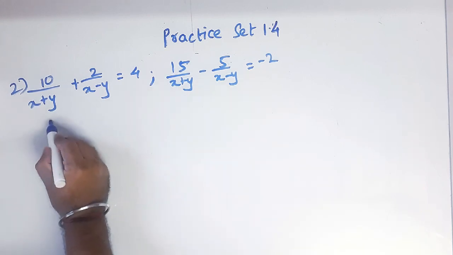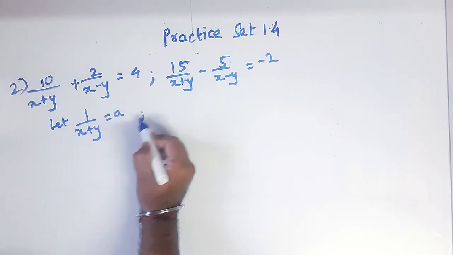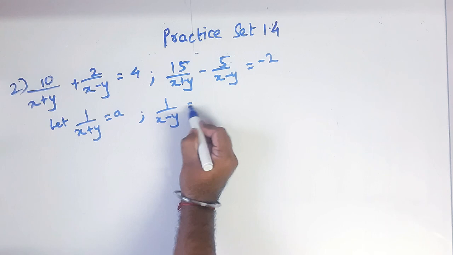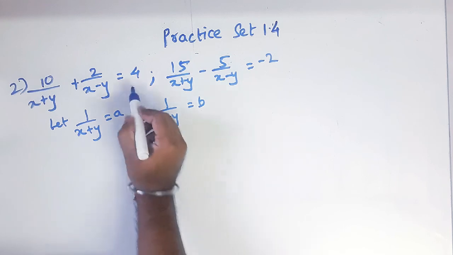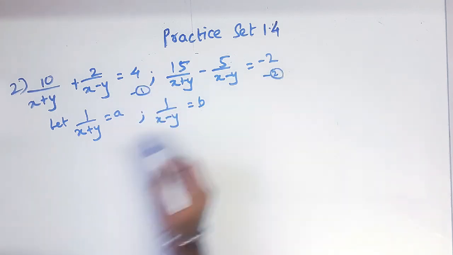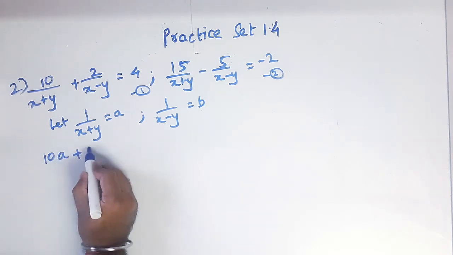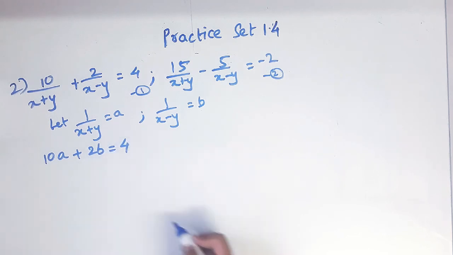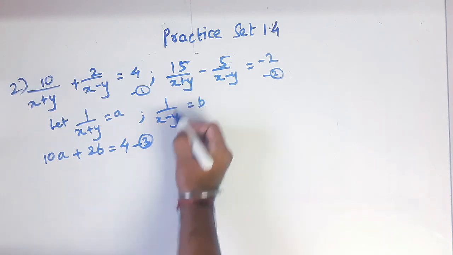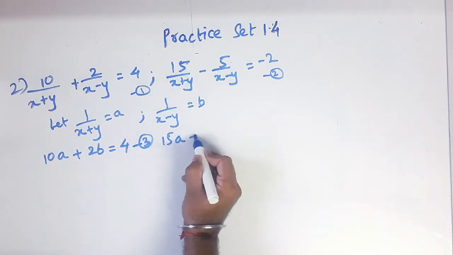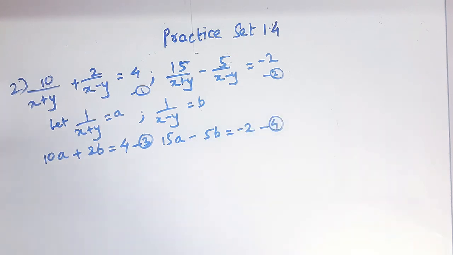Okay, so what you will do first, let 1 upon x plus y equals a and 1 upon x minus y equals b. Okay, this you have substituted as a and b. So if this is 1, this is 2, this will become 10a plus 2b equals 4. Okay, this is equation number 3, and this will become 15a minus 5b equals minus 2. This is equation number 4.